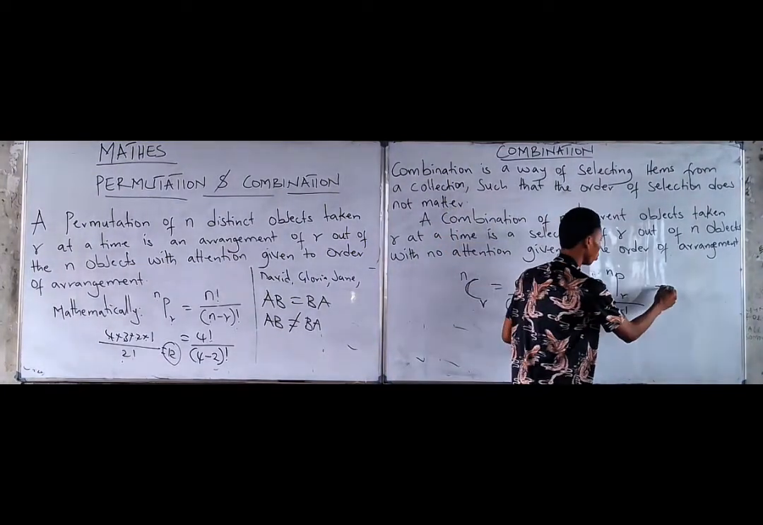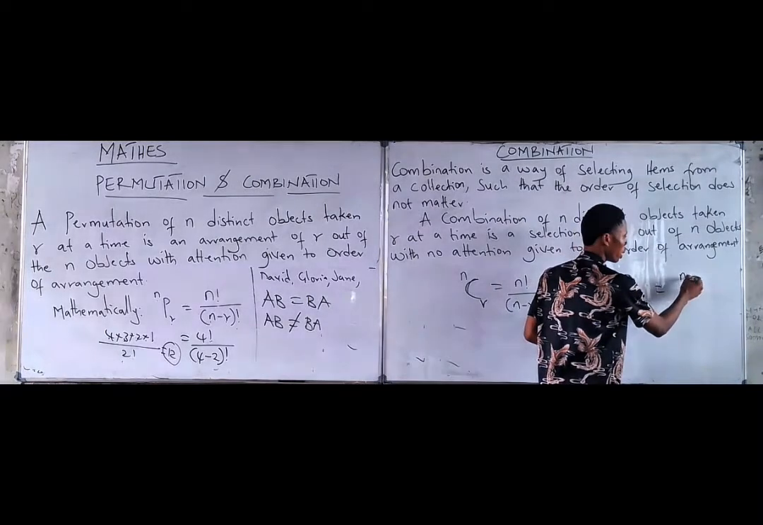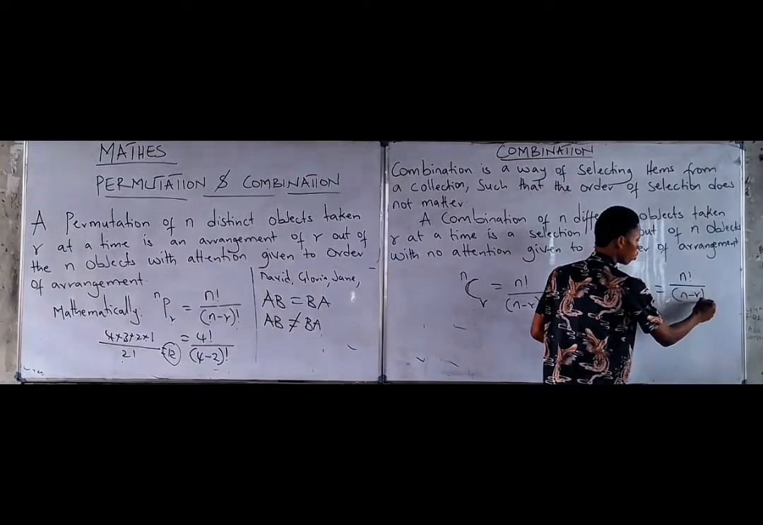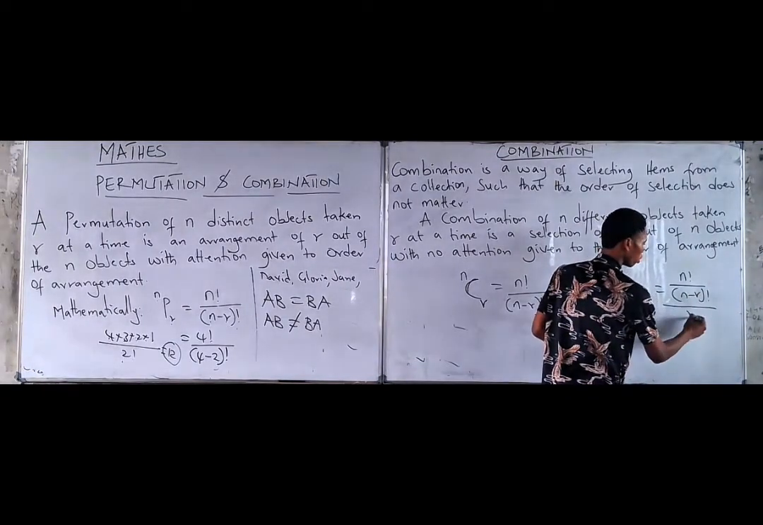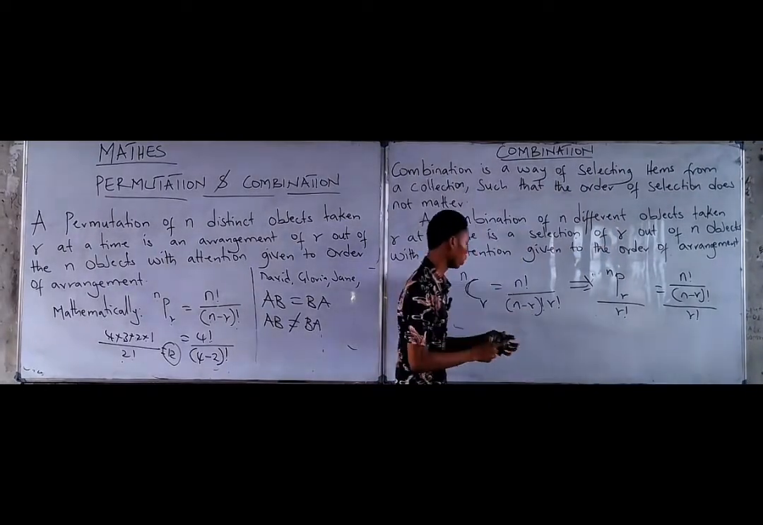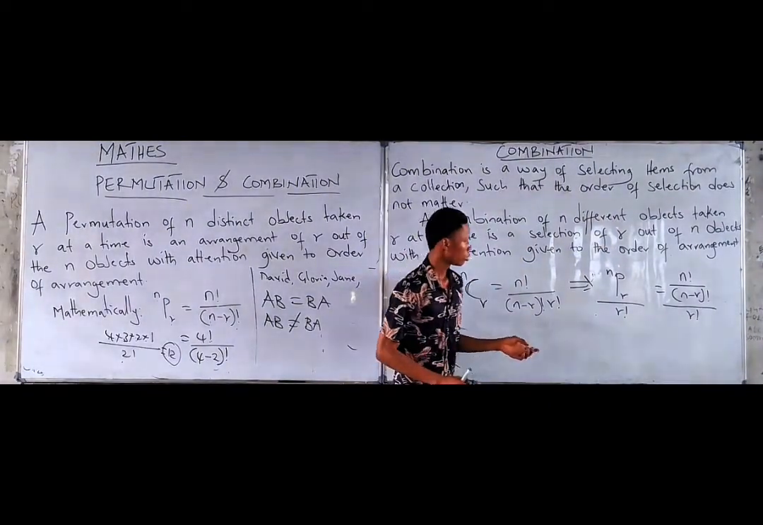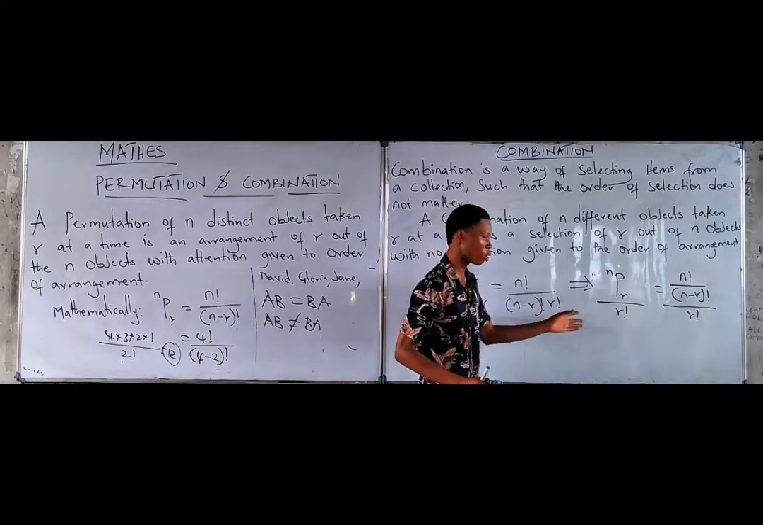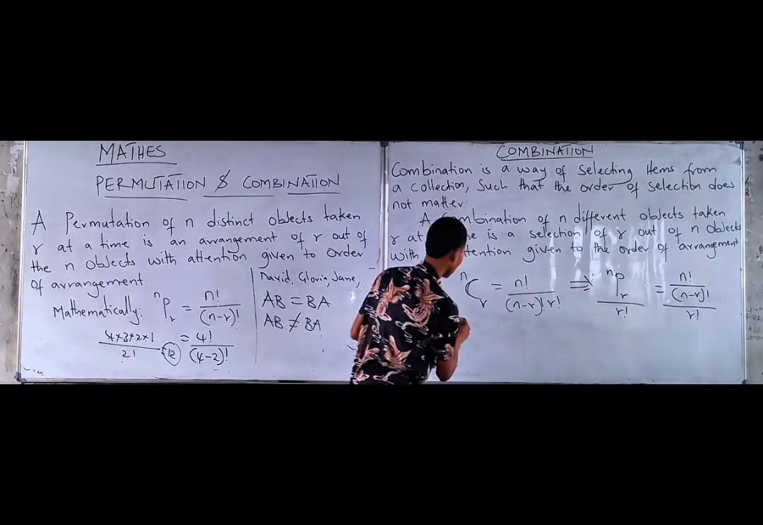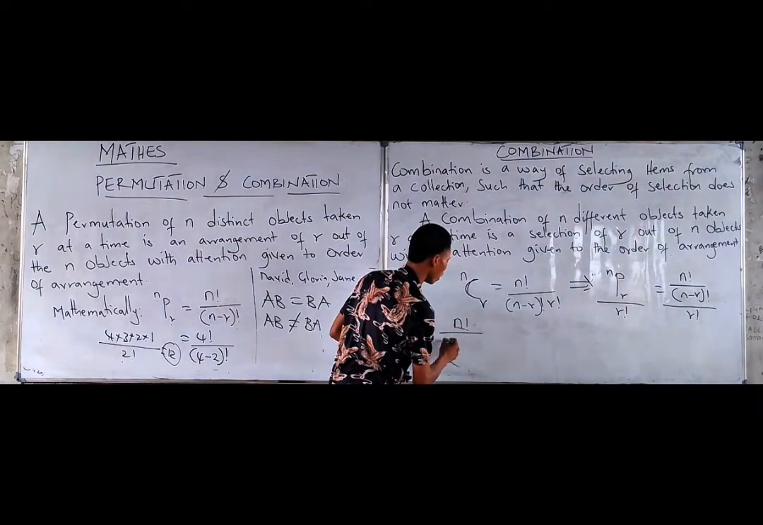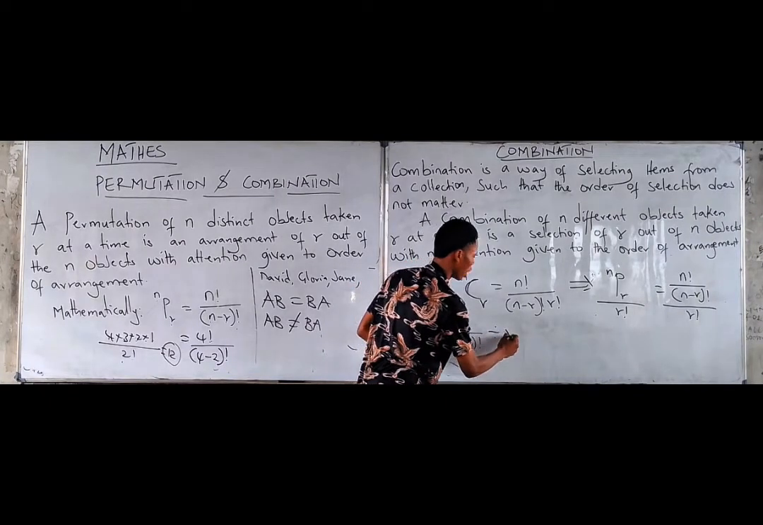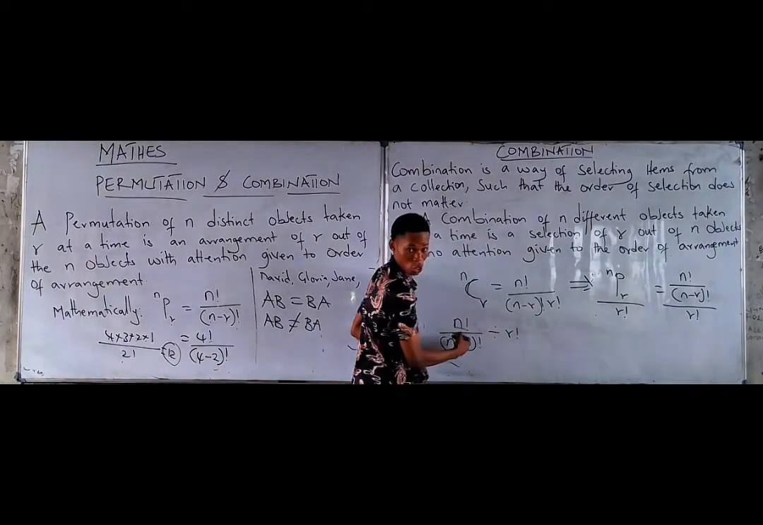Because permutation now, we have permutation as what? n factorial all over (n minus r) factorial, all over r factorial. Is it not? I don't know if you are following. Now this is the same thing as saying n factorial all over (n minus r) factorial divided by r factorial, right? That is that stuff there, is it not?